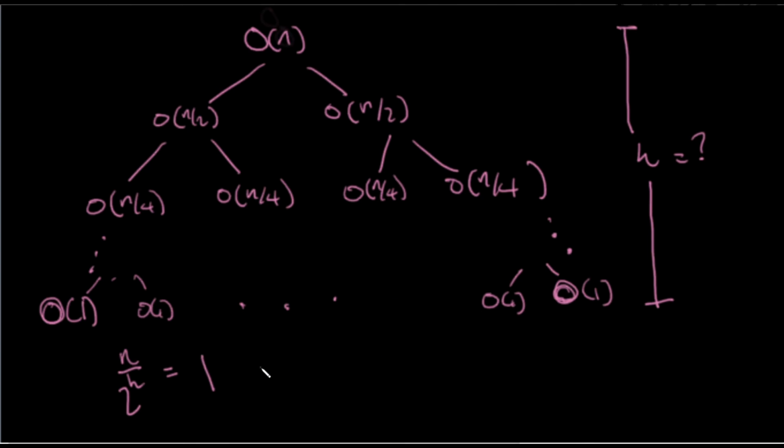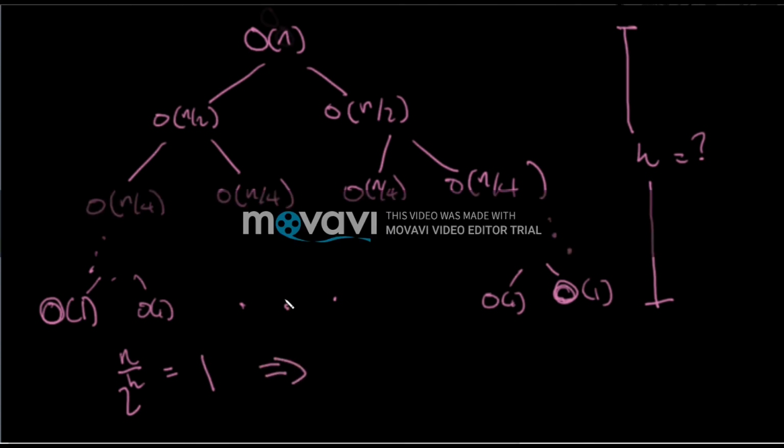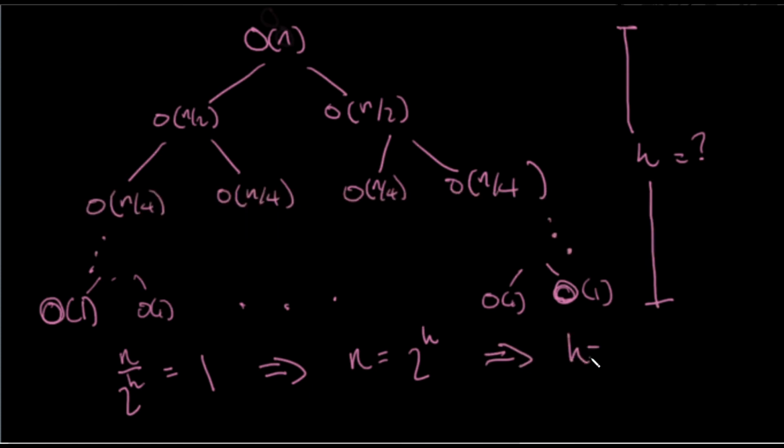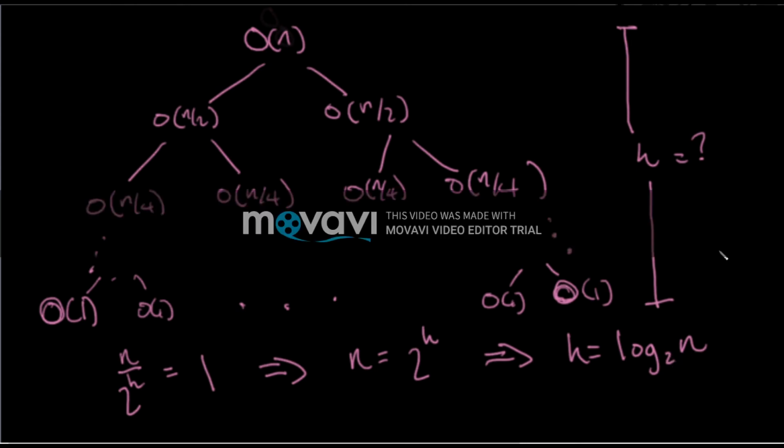And so what can we do with that? Well, we can multiply by 2 to the h on both sides. Say that n equals 2 to the h. And then using log rules, we have that h equals log base 2 of n. And usually you'll see that in computer science, we don't even have a base here. Writing a log without a base is implying a base of 2.